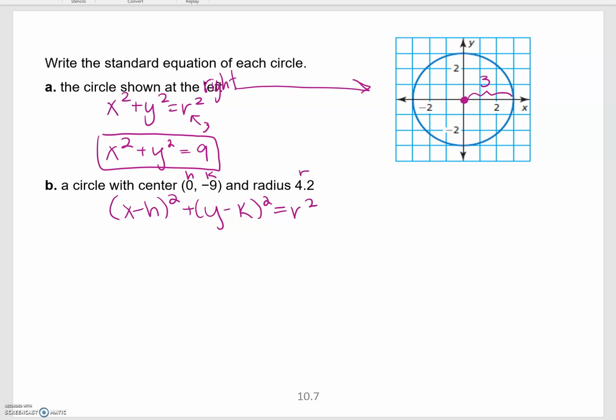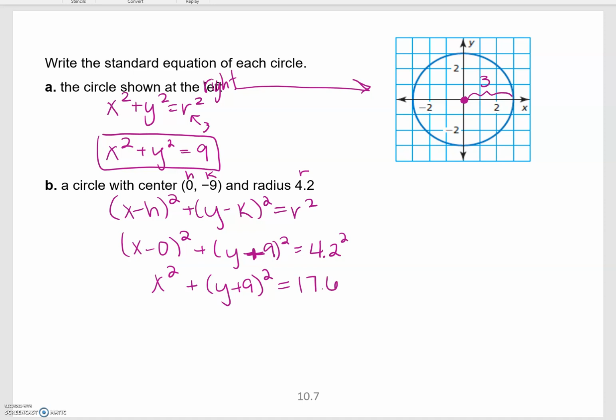We're going to start by plugging in everything that we know. So we have (x minus 0) squared plus (y minus -9) squared. Minus a negative becomes a big fat plus there. Then I have 4.2 as my radius, so 4.2 squared. Then I'm going to simplify as much as I can. This x minus 0 is just going to become x squared. Then I have my (y plus 9) squared. That doesn't simplify anymore. And I'm going to take 4.2 and square that in my calculator. So I get 17.64. So here's my equation of my circle.